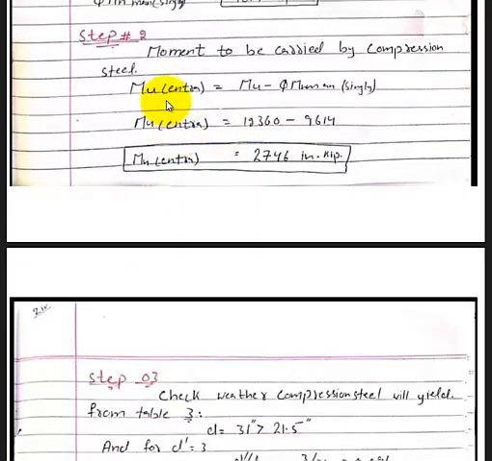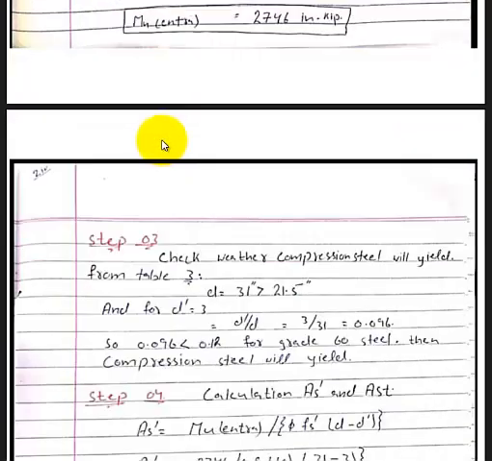Now Mu extra: we will subtract Mu maximum singly from the total moment. Here the total moment is 12,360, which is 1030 multiplied by 12, and we subtract this moment. We get Mu extra as 2746 inch-kips. It means that this moment will act in the compression zone.